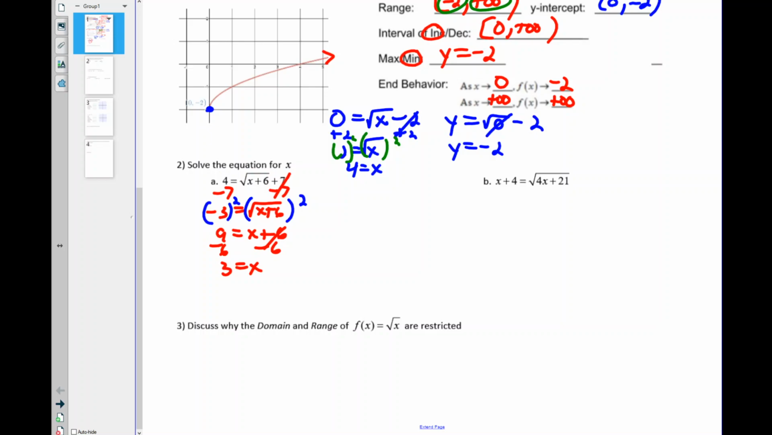Not all of them. So even index. If this was a cube root, you don't have to. You can always check. It's just if you're getting something that's inconsistent, it's not because it's extraneous, it's because you made a mistake. But even indexes can.